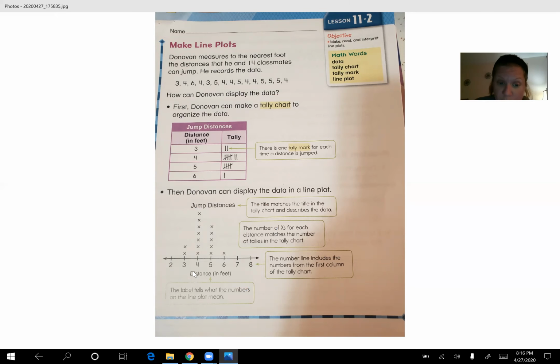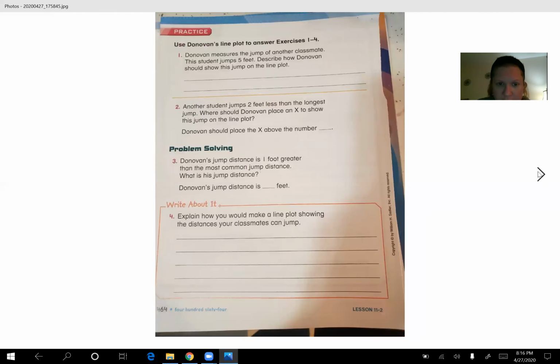So another person would have jumped 4 feet. So I would have to put another X there. Donovan should place the X above what number? All right. Hopefully you said 4.